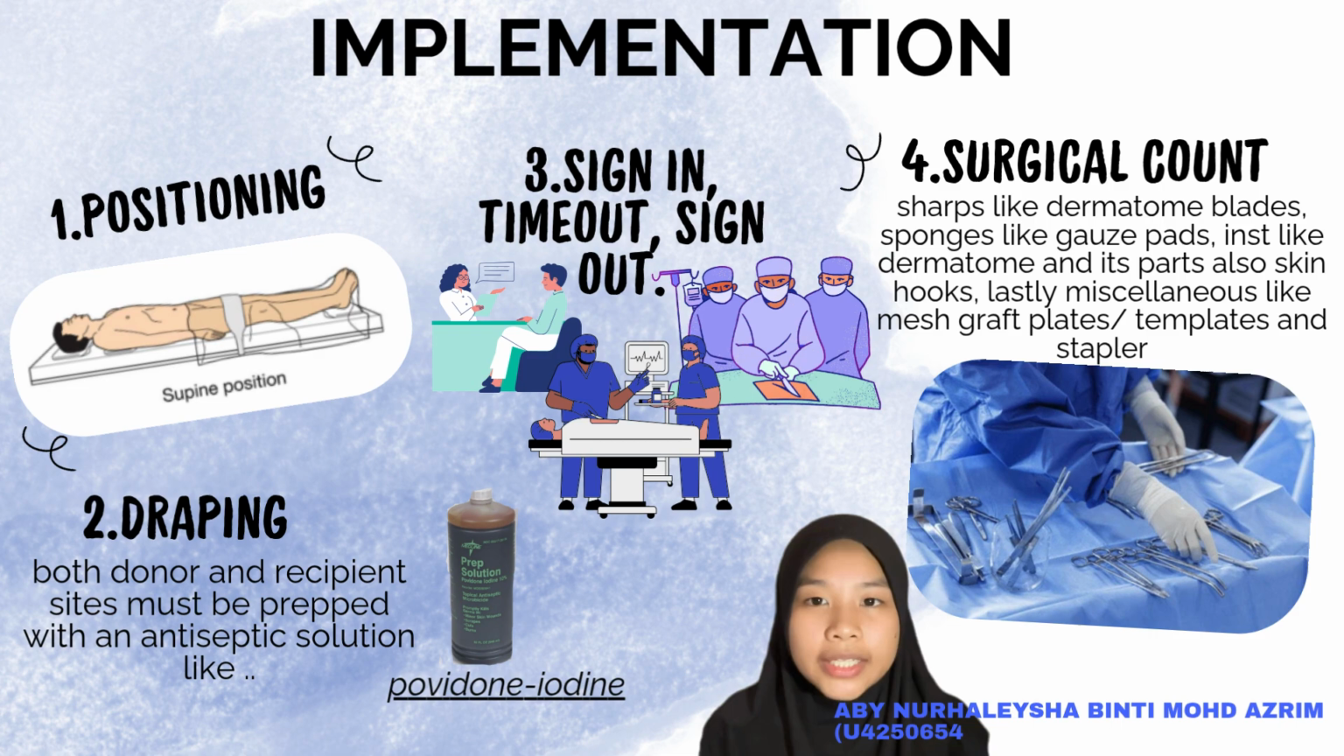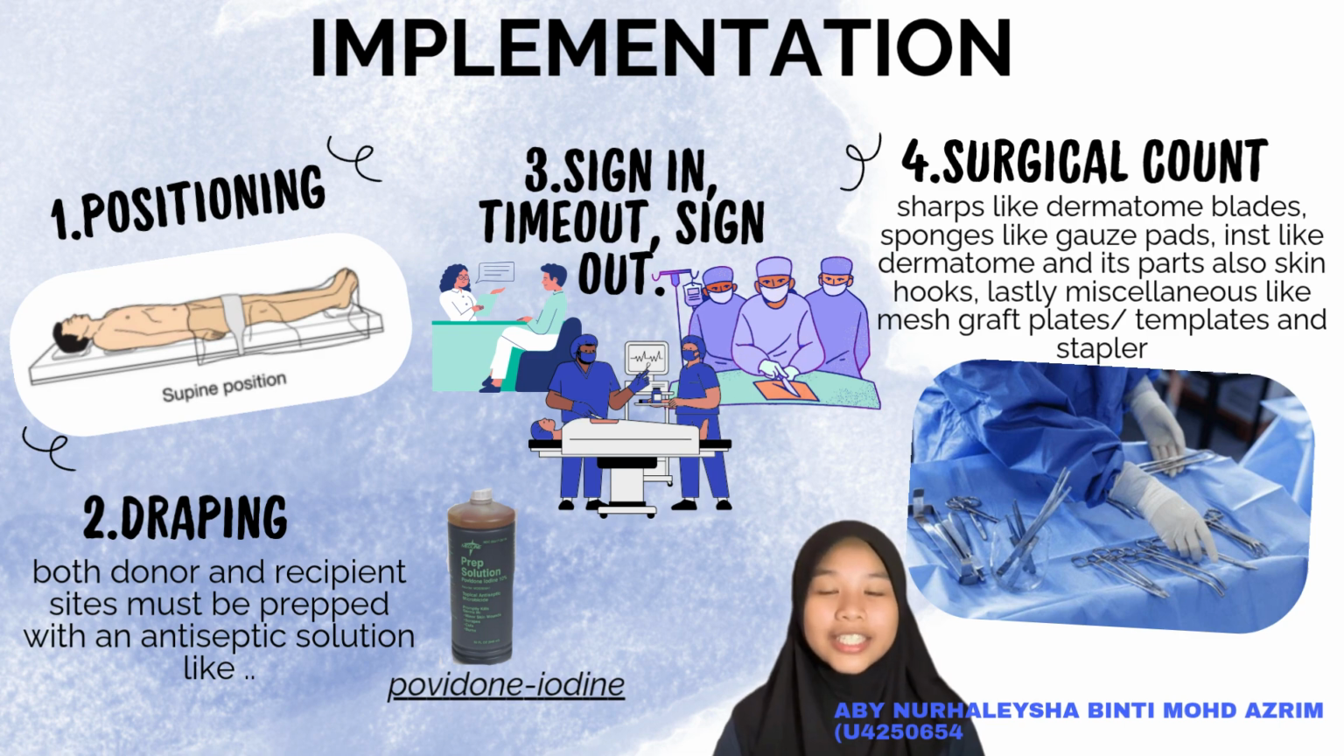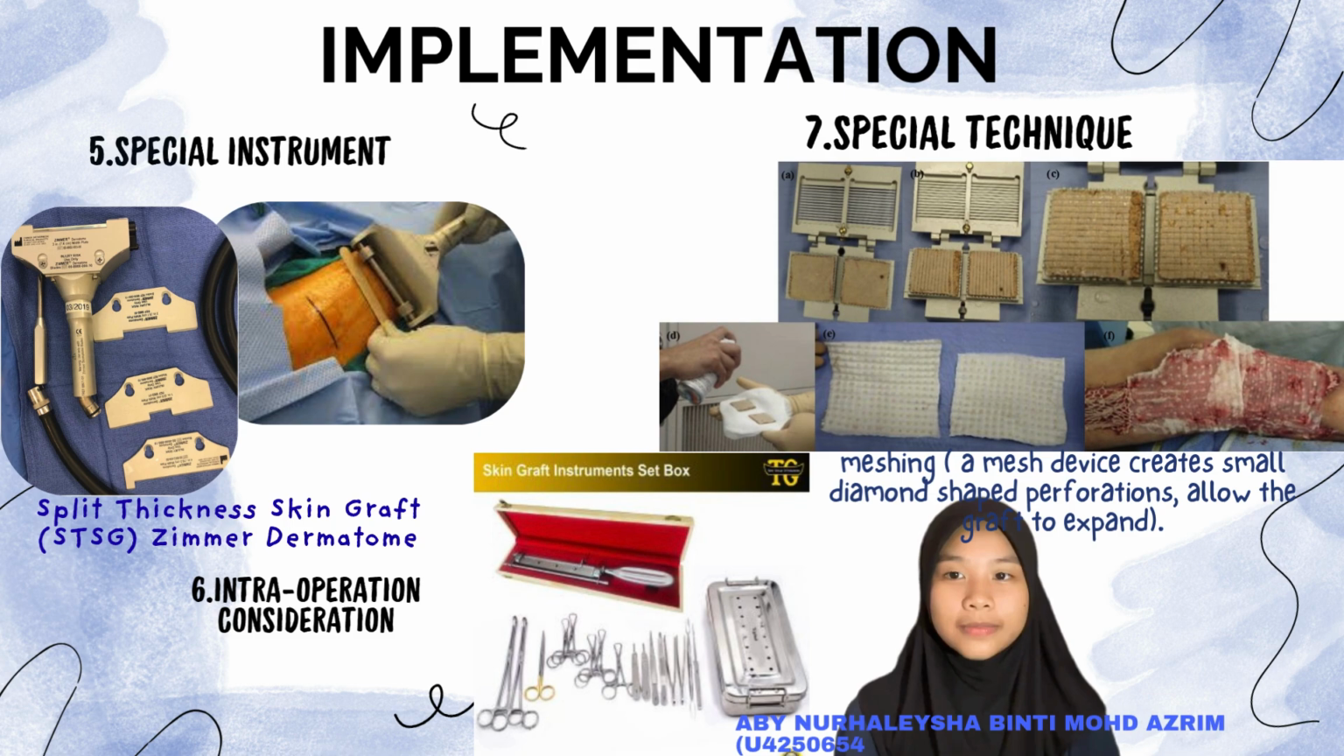Then we have sign in, time out, and sign out. This is a safety step where the surgical team confirms the patient's identity, the procedure, and the surgical site before starting. Lastly, surgical count is done. All instruments, sharps, and sponges are counted before and after the procedure to make sure nothing is left inside the patient. Next is the use of special instruments.